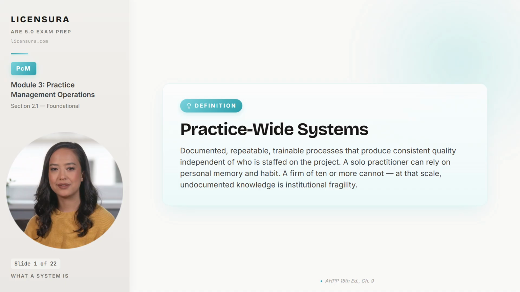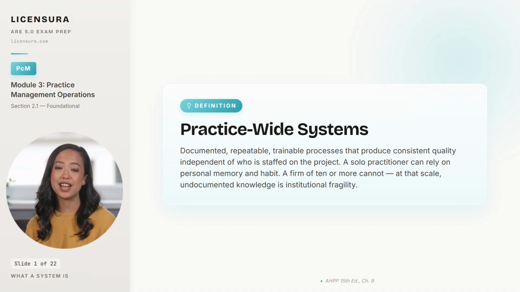requires. A practice-wide system is not a folder of templates, and it is not a written policy gathering dust on a server. It is a documented, repeatable, trainable process that produces the same quality result regardless of who is working on the project that week. A solo practitioner can run a firm entirely on personal memory and personal habit, because there is only one person making decisions, and that person is in every meeting.